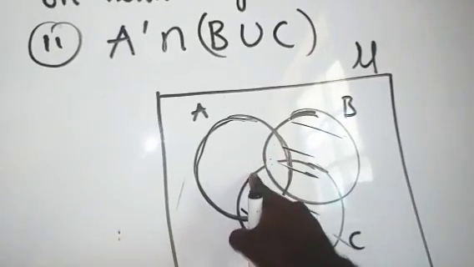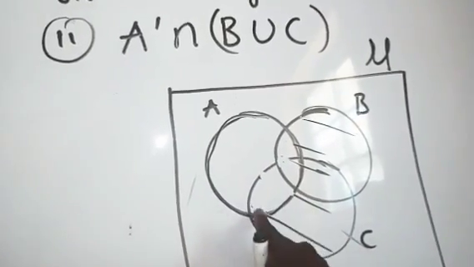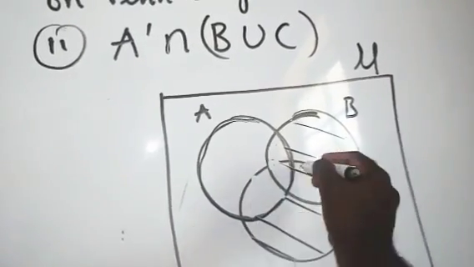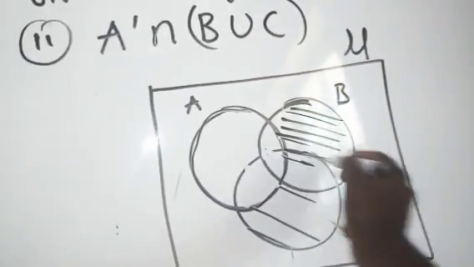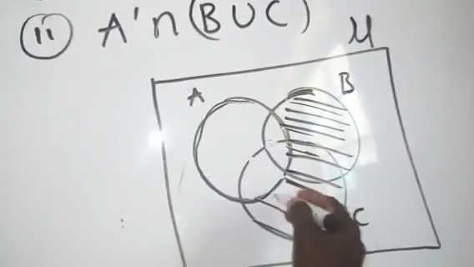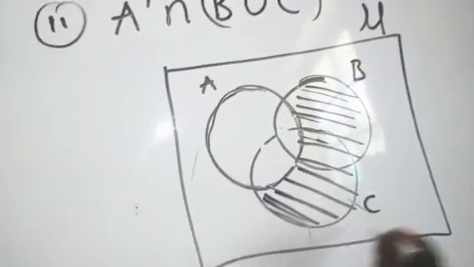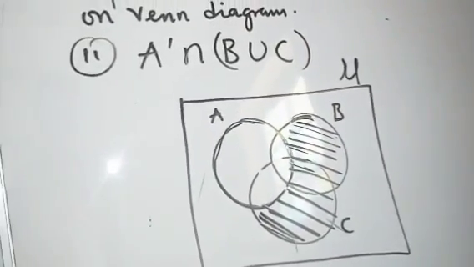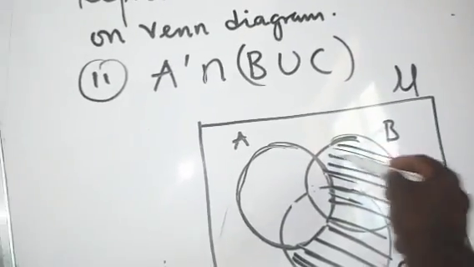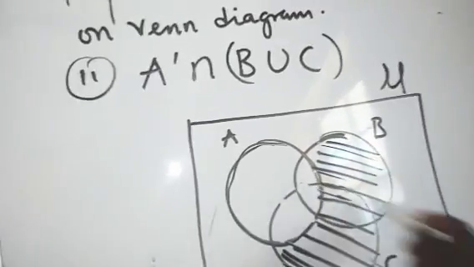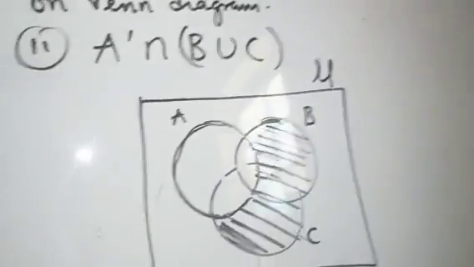So where are those? That means they are not in A. You are not going to shade this part at all. So you only have this. And that's it. B union C means that it must contain all of the circle of B and the circle of C. That is B union C.